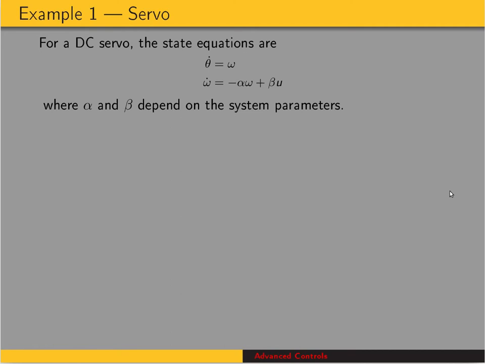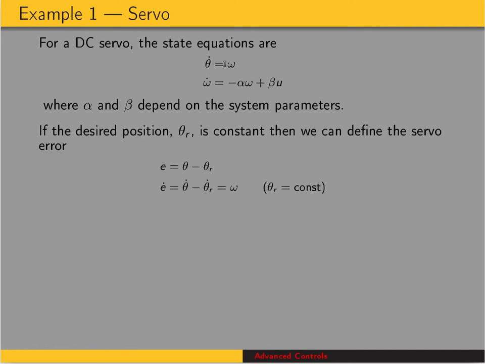Example 1, where we want to design the controller for a DC servo motor. We could use theta and omega for the state variables. So we have these two state equations: theta dot is equal to omega, and omega dot is equal to negative alpha times omega plus beta times u. U is the armature voltage. And alpha and beta we're substituting for the system parameters, which depend on the mass moment of inertia of the system, the motor parameters, etc.